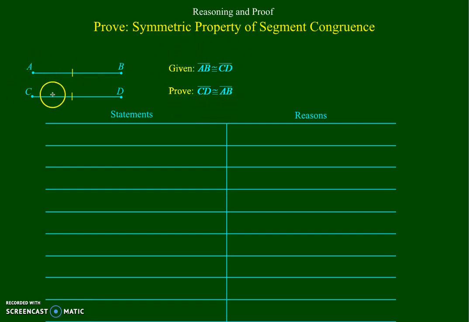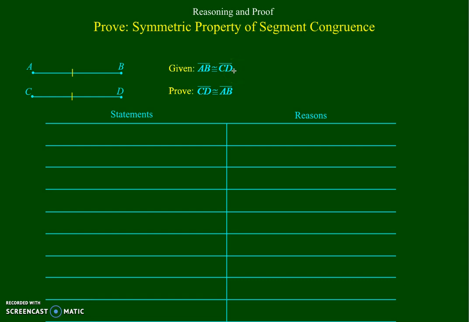We're given that this is congruent to this, and we have to prove that CD is congruent to AB. Well, we know where we're coming from and what we have to get to. Let's think about what this given information tells us. Since I know the definition of congruent segments, two segments are congruent if and only if their lengths are equal. So I know that the lengths of these two segments are equal because they're congruent.